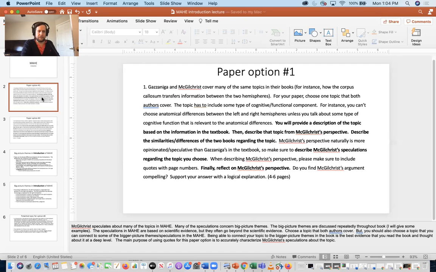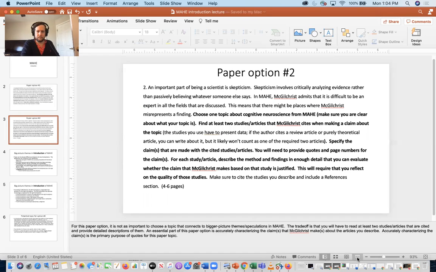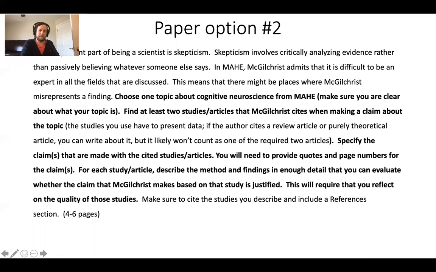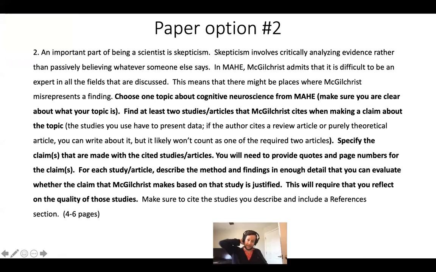Moving on to paper option 2. I'll begin by contrasting this with paper option 1. Paper option 1, you have to pick a topic that both authors cover, and then you especially want to connect that topic to the speculations and big picture ideas in The Master and His Emissary. Paper option 2, you don't really have to think as much about the big picture ideas in The Master and His Emissary. This one is more about digging deeper into some of the claims that McGilchrist makes and actually reading the articles that he's using to make those claims.